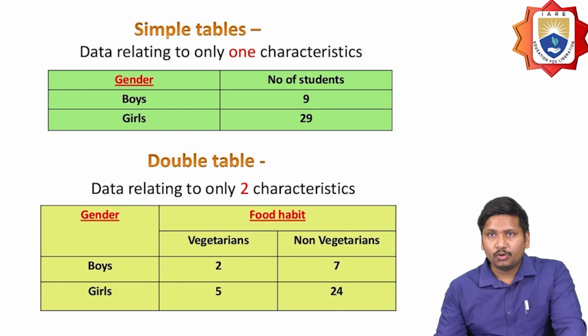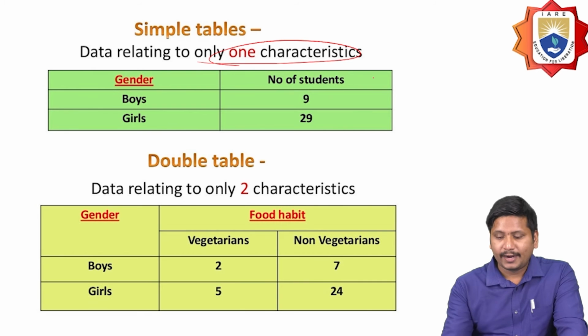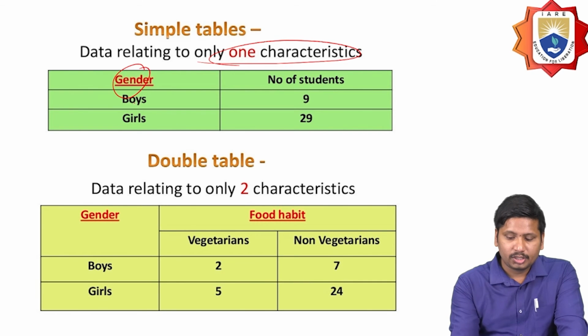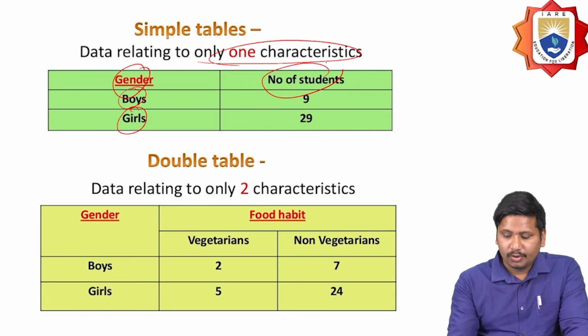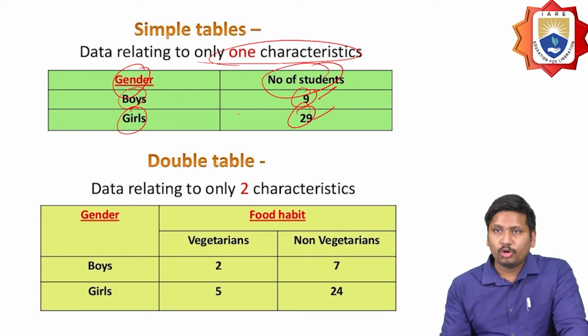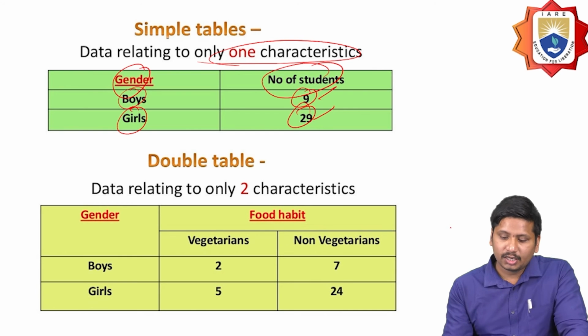And this is divided into types. The first one is the simple table, which is related to only one characteristic, like gender. Gender means boys and girls, and I can write the number of students. So if the data is related to only one characteristic, it is called a simple table.